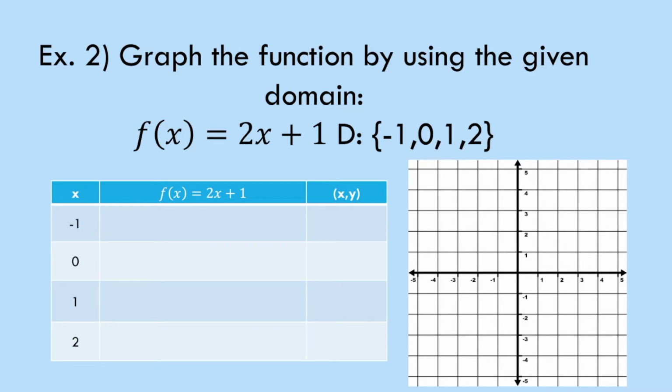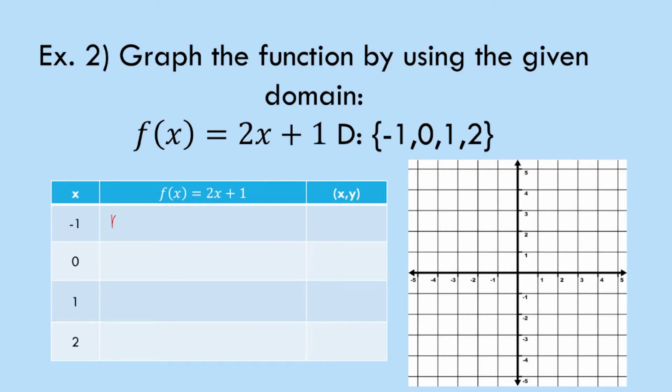So the first thing I'm going to notice, it says this: graph the following by using the given domain. The function is f of x equals 2x plus 1, and domain, which is short for D, is -1, 0, 1, 2. Well, remember, if they give you domain, how do you find range again? You take all of those numbers in your domain and you substitute them into your function to get the y's. That's what we did last lesson. So let's do the same thing. So for the first one, you're going to do f of -1.